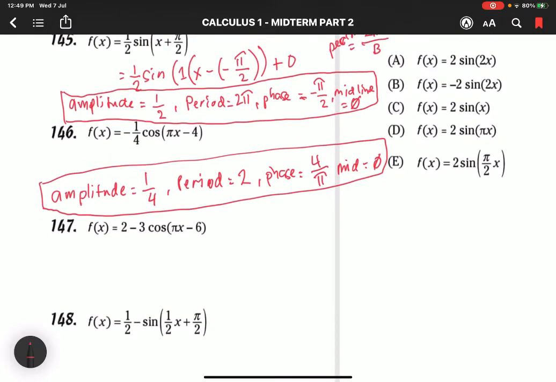147, the same procedure natin gagawin. Pero meron tayo ditong midline. Nakita nyo to. So, pag nire-arrange natin to, negative 3 cosine.